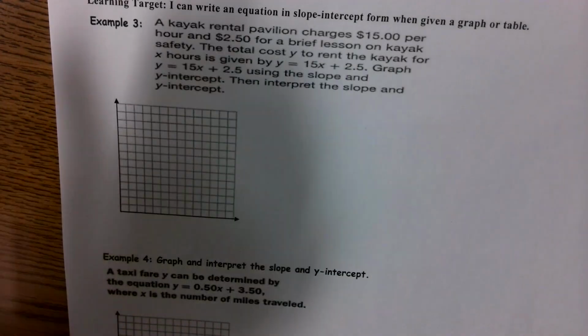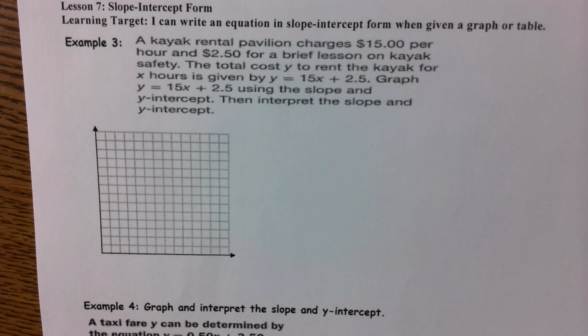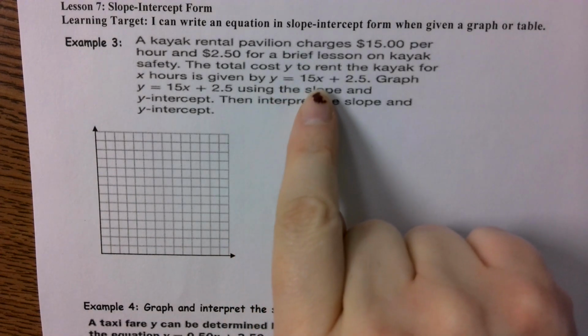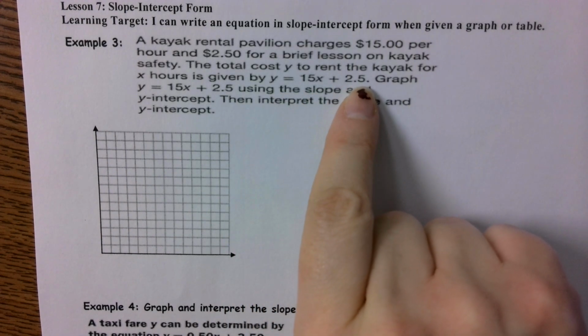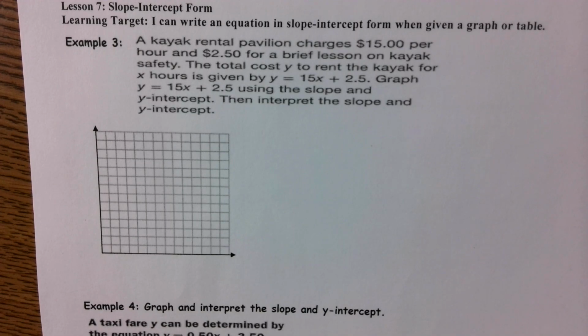Taking a look here. A kayak rental pavilion charges $15 per hour and $2.50 for a brief lesson on kayak safety. The total cost y to rent the kayak for x hours is given by the equation y is equal to 15x plus 2.5. We're going to graph this equation using the slope and the y-intercept, and then we need to interpret the slope and the y-intercept. So interpret means identify what the slope and intercept represent in the situation.